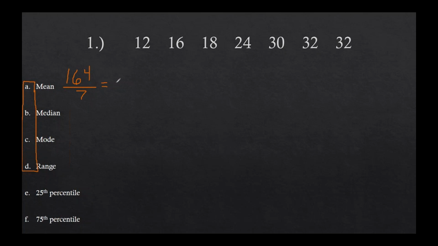Okay, so when you divide that, did you get roughly 23.4? Right, I'm just kind of talking now. Stop me if you have questions. Okay, so there's the mean, right? We add them all up, we divide by 7, we get roughly, I rounded, 23.4.